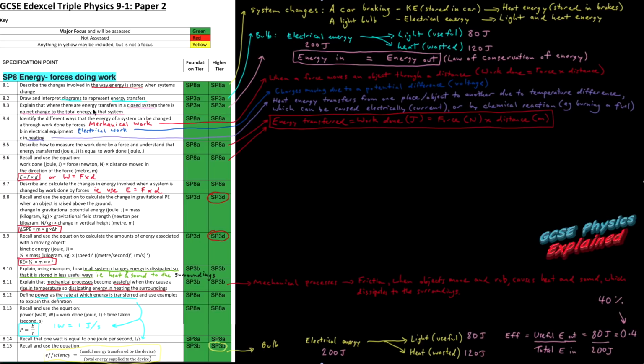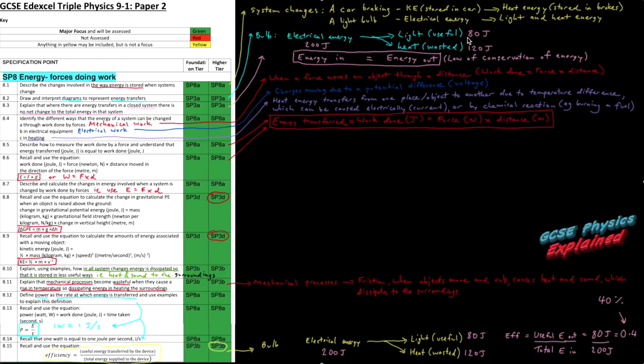Explain that where there are energy transfers in a closed system, there is no net change to the total energy in that system. What that basically means is what goes in must come out. So it's the law of conservation of energy. For example, if 200 joules of electrical energy goes in, 200 joules needs to come out.